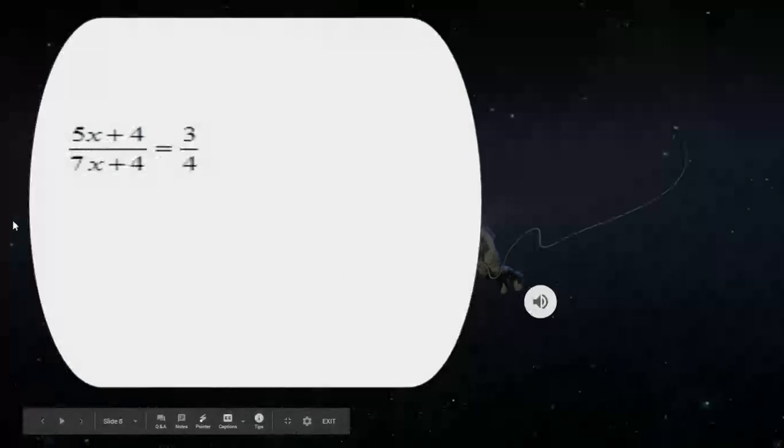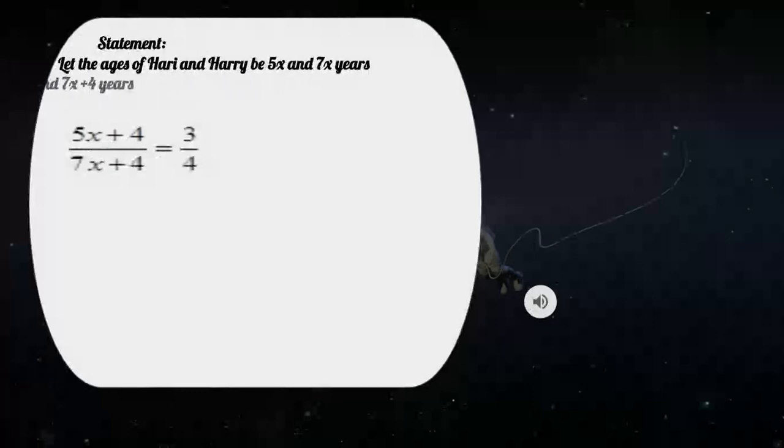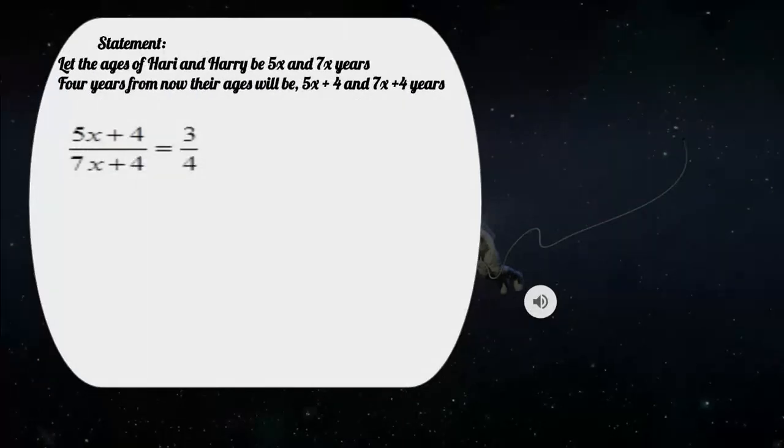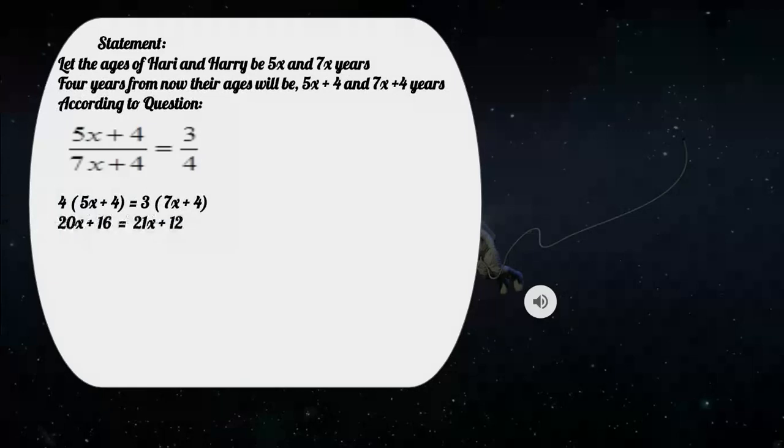Now see the statement. The ages of Hari and Harry be 5x and 7x years. So 4 years from now their ages will be 5x + 4 and 7x + 4. So according to the question, (5x + 4)/(7x + 4) = 3/4. Now we can cross multiply. So 4 into (5x + 4) is equal to 3 into (7x + 4). 5 fours are 20, so 20x plus 4 fours are 16, is equal to 3 sevens are 21, 21x plus 3 fours are 12.